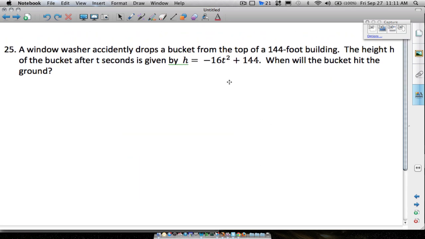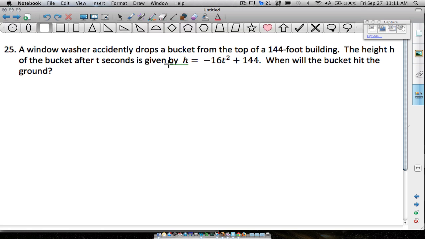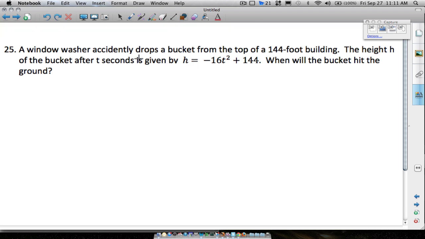And finally, the last one, another quadratic equation. It says a window washer accidentally drops a bucket from the top of a 144-foot building. The height h of the bucket after t seconds is given by h equals negative 16t squared plus 144. When will the bucket hit the ground?